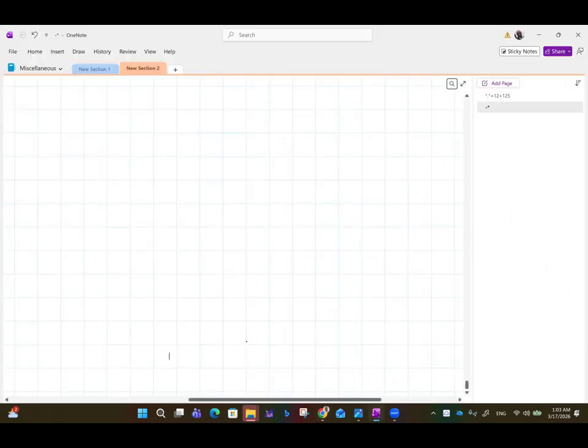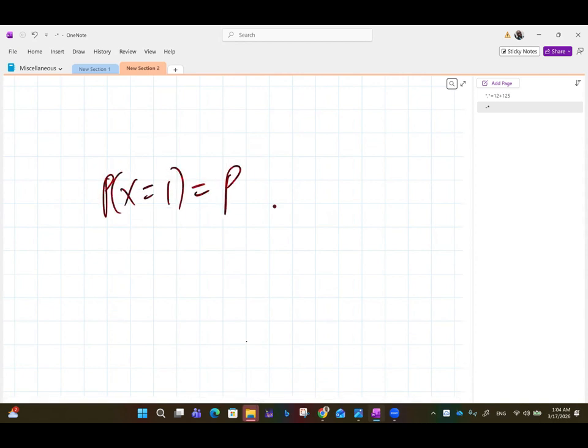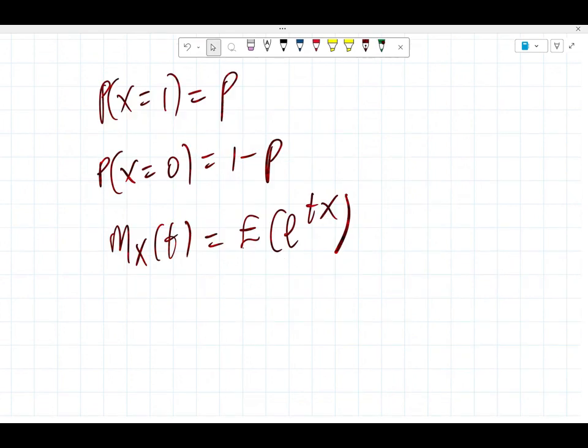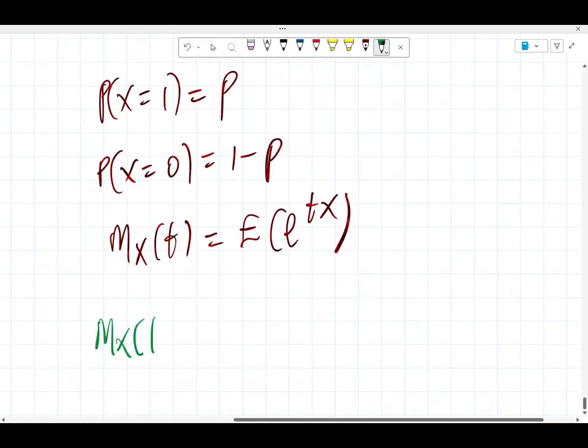Well, in case you're wondering what exactly is happening, the probability that x is equal to 1 is p, and the probability that x is equal to 0 is 1 minus p. And we are looking for the moment generating function m sub x of t, which is equal to the expected value of e raised to power t x. So how do we handle this now? We know that m sub x of t will have to be something like this. For each one, we have two parts. We have this part and this second part now.